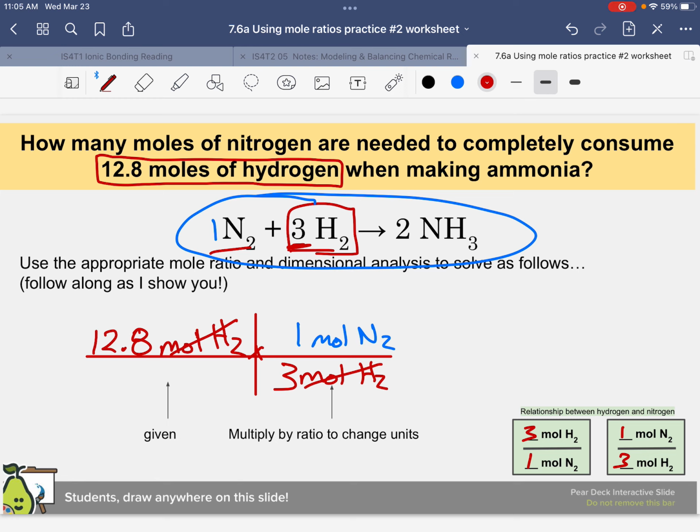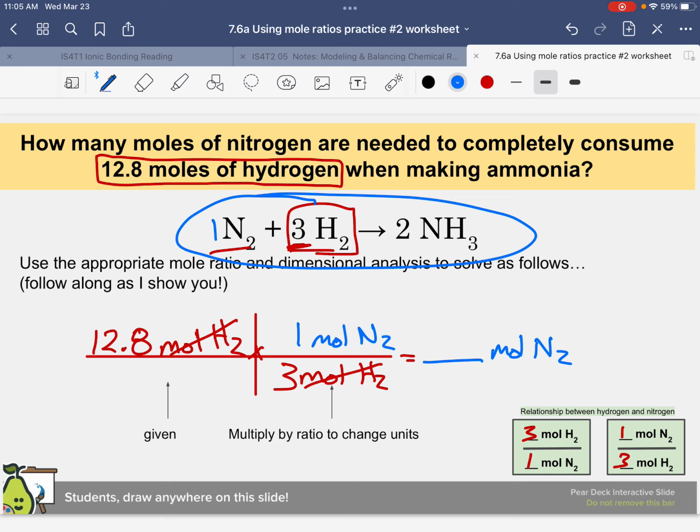So notice, when I'm done, the unit that's left is moles of nitrogen. Later on, we'll do some problems where we have to deal with mass, and we have to change grams to moles and moles to grams, and we're going to have to do that just like we did on our most recent quiz.